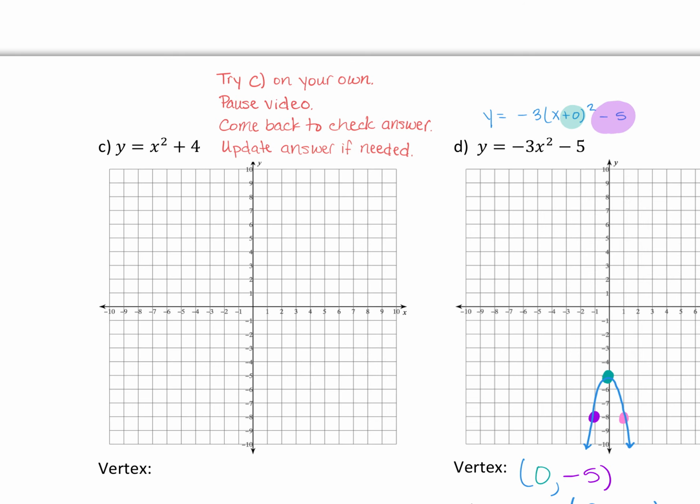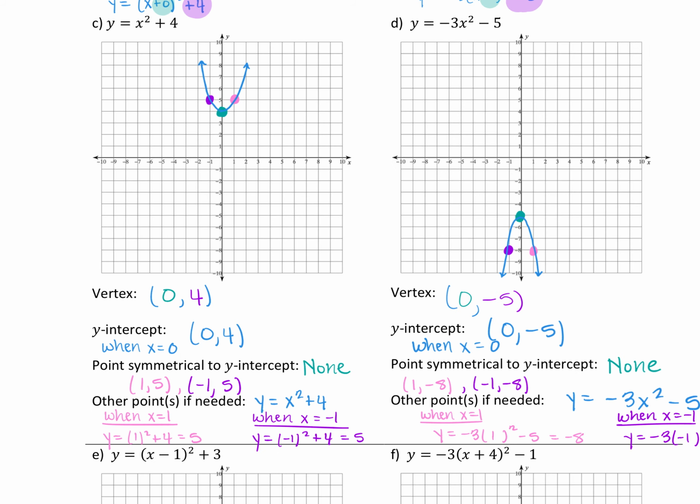All right, try this example C on your own. Come back to check your answer. Go ahead and pause the video now. Right, here are the answers. Make sure you include both points. You need to actually write the coordinate points and show your work. So you actually need to show the plugging in of 1 and negative 1, and that's what the parabola looks like.